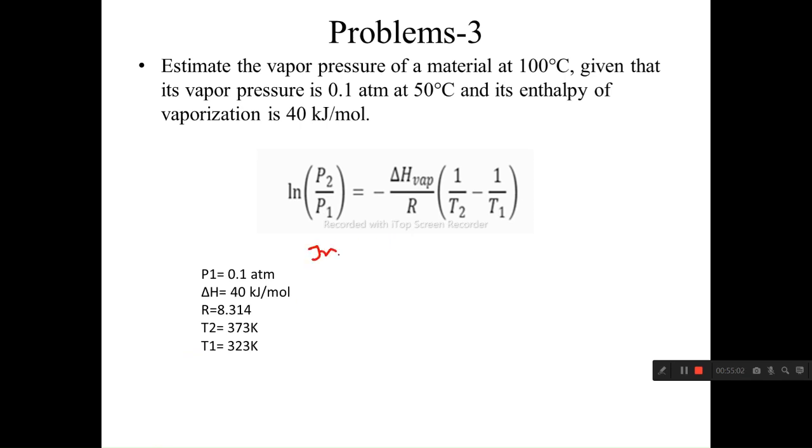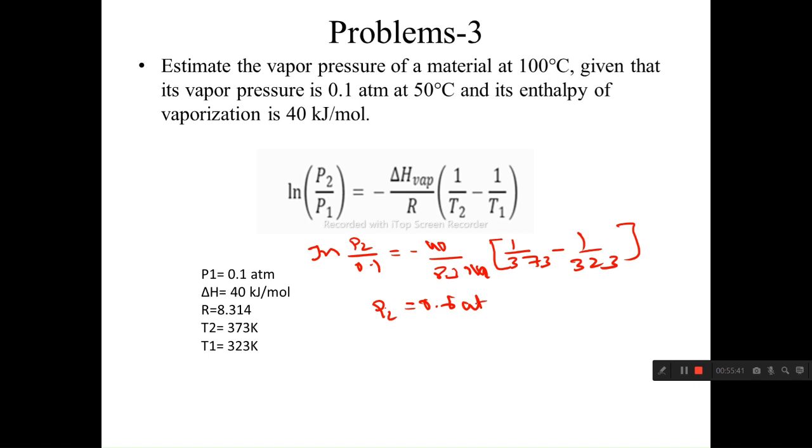P2, 0.1, minus delta H is given as 40, 8.314, 373 minus 1 by 323. So calculate it, and the P2 you may get is 0.6 atmosphere. Please let me know.